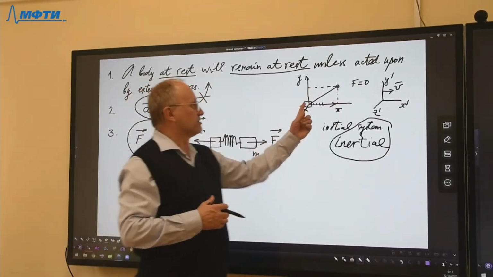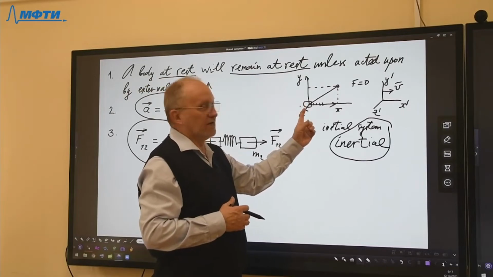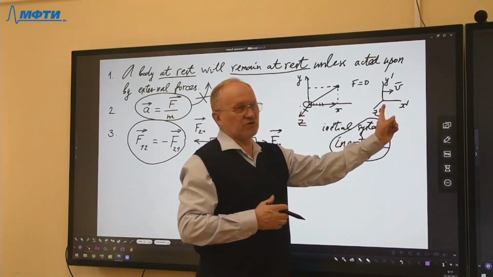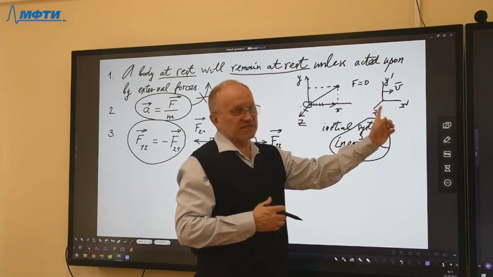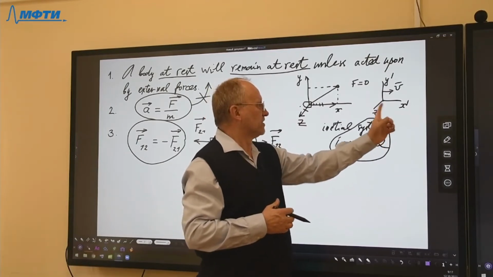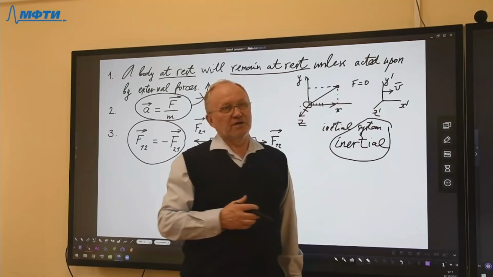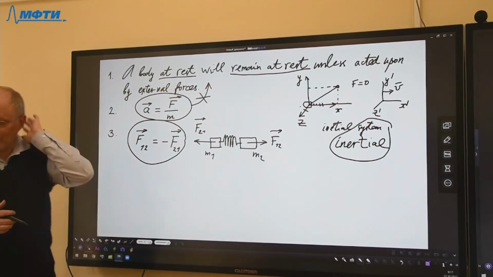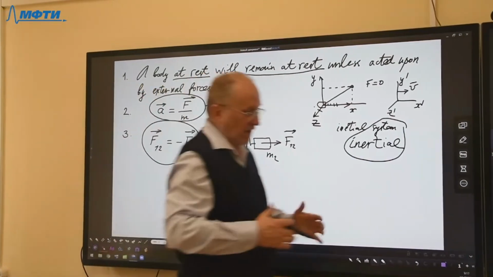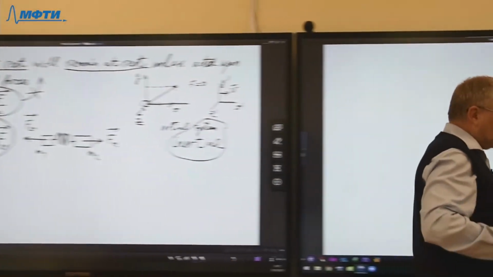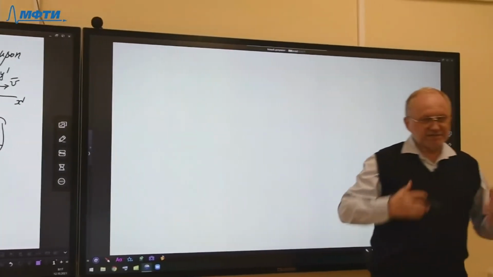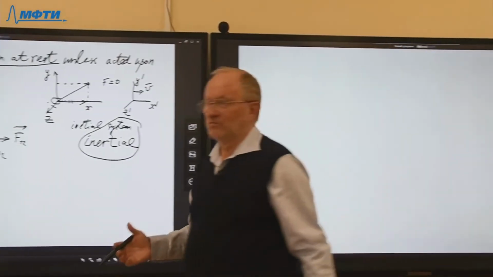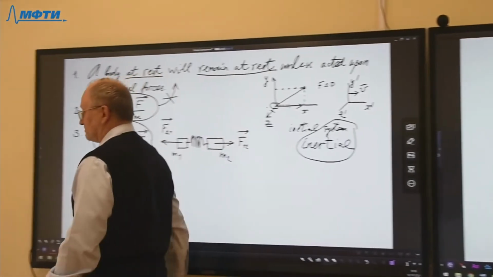And if there is one inertial reference frame, then there is an infinite number of other reference frames possessing the same quality, an infinite number of other inertial reference systems. That is the meaning of the first Newton's law. It says that our world is such that there exists at least a single inertial reference frame which possesses this quality.